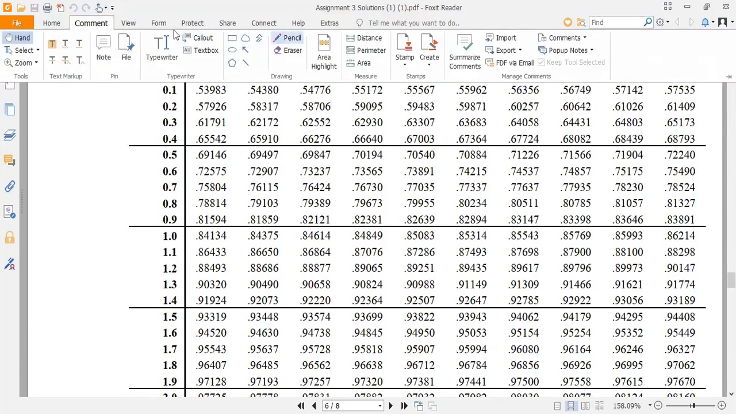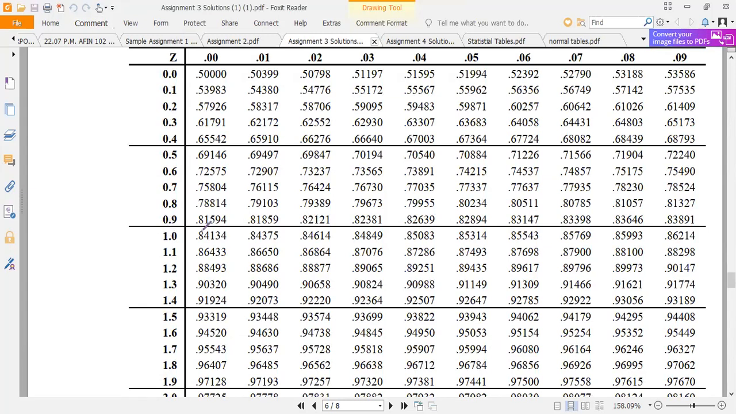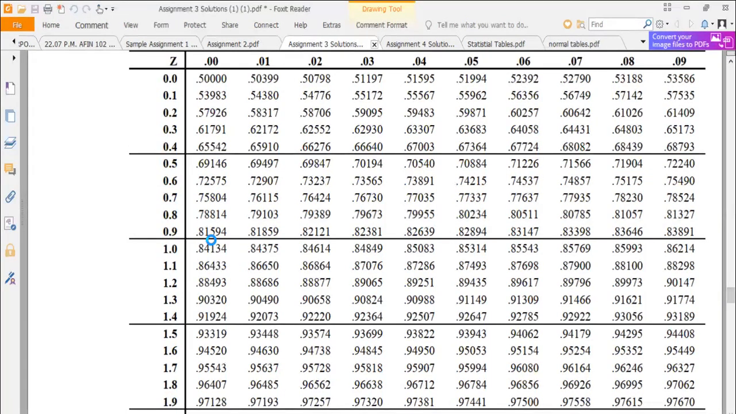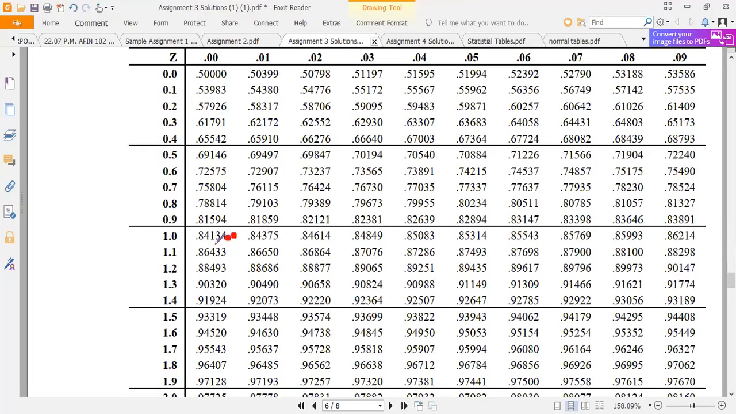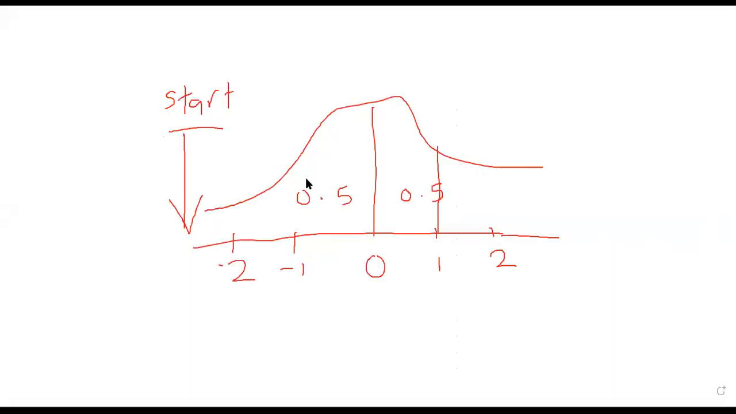So the reading for 1.0 is 0.8413. This is what it means, that the reading from here to here is 0.8413. This is about 84%. But also we have another one, on the negative. Obviously, if we're going to read from here to here, the reading should be smaller than 50%.